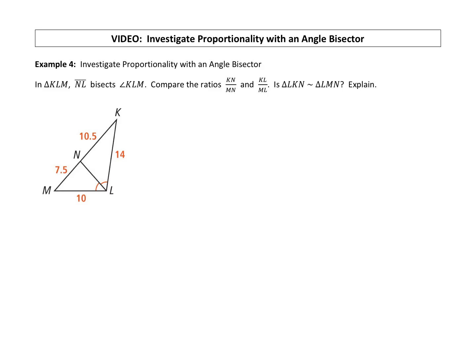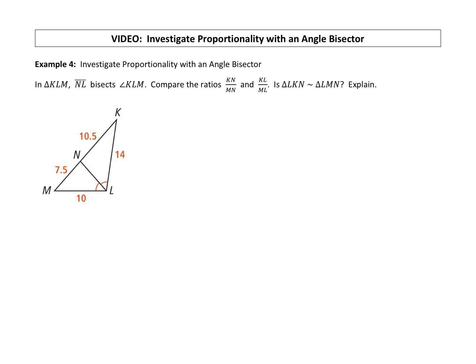Okay, so we're going to do some investigating with an angle bisector. We haven't seen this yet in our triangle, so let's see what this gives us. In triangle KLM, the big triangle KLM, NL bisects angle KLM. So you can see we have two congruent angles because LN is bisecting it.